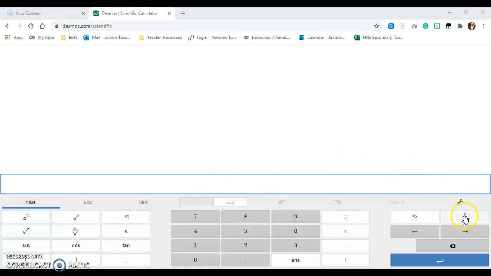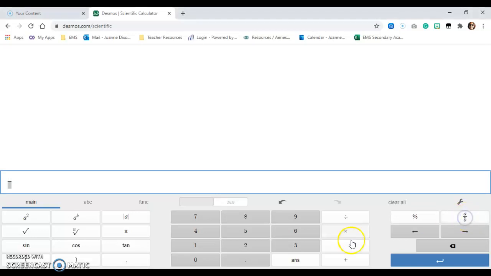Under the wrench, this A fraction line B. So I can put 7, click down, put the 8, and automatically it's going to turn it into a decimal. Okay, I'm going to clear it, put another fraction in. I can put 4, click in that spot, put a 5, and it's going to turn it to a decimal.